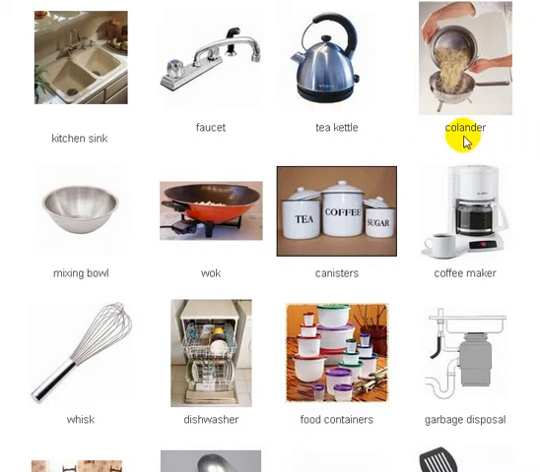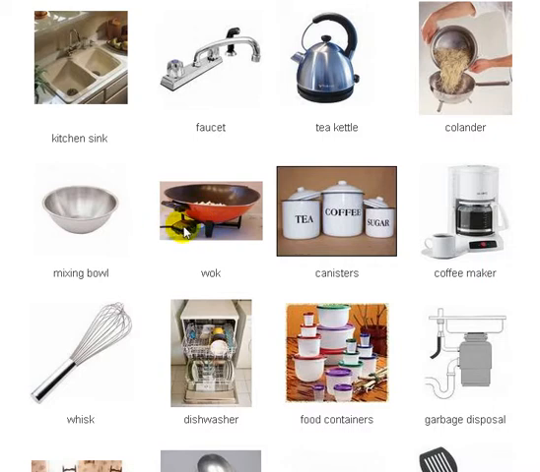This is a colander here. As you can see, the person is putting spaghetti in the colander. The purpose of the colander is to drain the water from something you have cooked. This is a mixing bowl. This is a bowl that you can use to mix different ingredients. This is a wok. This is an electric wok.